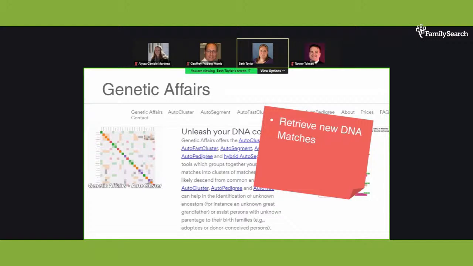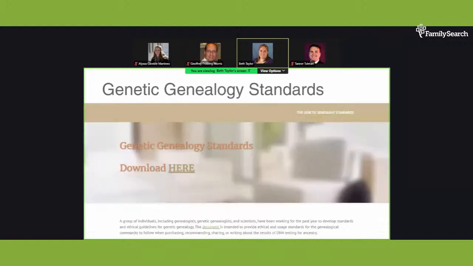Genetic Affairs is another website that has a lot of tools, and they keep adding to the tools. You can retrieve new DNA matches. They have an auto clustering tool that's actually the foundation of what MyHeritage offers, and much more. You can see even behind my little post-it note that they have auto fast cluster, auto segment, auto pedigree. They're just building great tools.